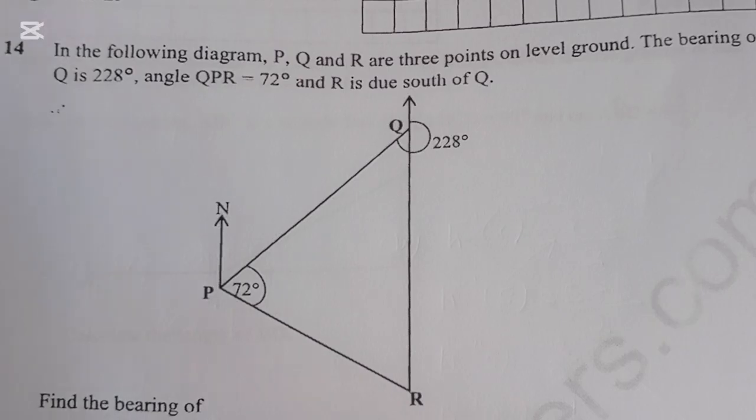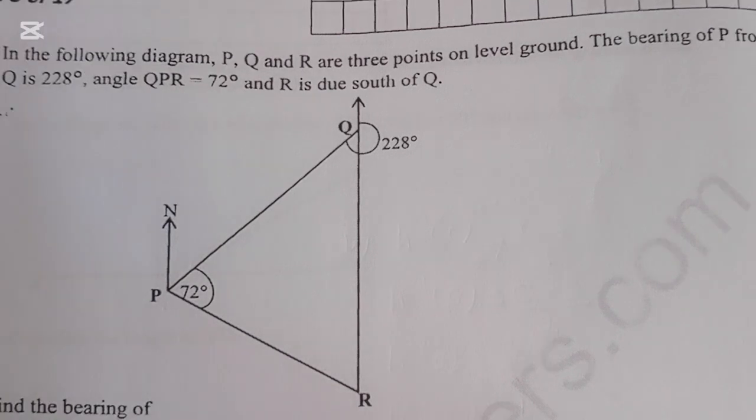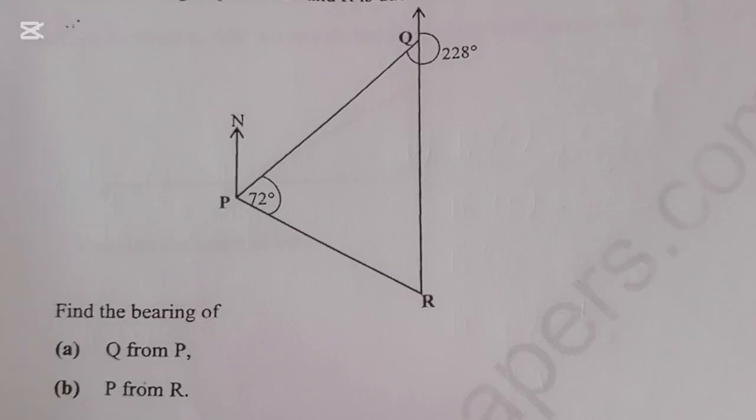Number 14, in the following diagram, P, Q, and R are 3 points on level ground. The bearing of P from Q is 228 degrees. Angle QPR is equal to 72 degrees and R is due south of Q. Find the bearing of Q from P.